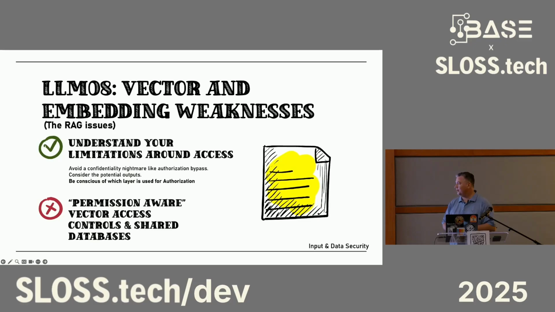No permission-aware vector access controls in shared databases. There are paid platforms that claim they have secure vector search, but in the example I just gave, you're already using your relational database, so why pay for that?